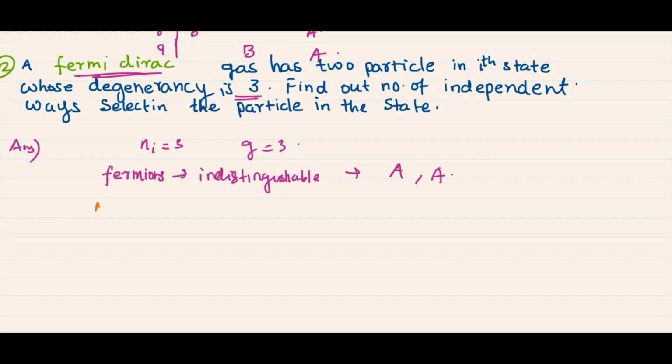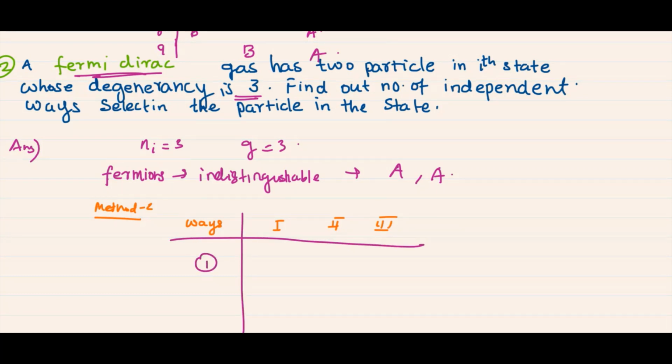So first we do this problem by method 2, which I call the table method. Okay. So ways: state 1, state 2, state 3. Draw a table, and the first way is, here also we need to consider Pauli's exclusion principle because we deal with fermions. It says we can't accommodate more than one particle in the same state.